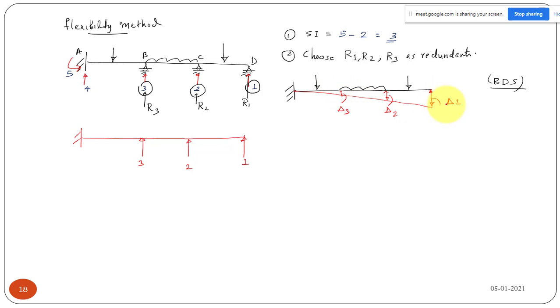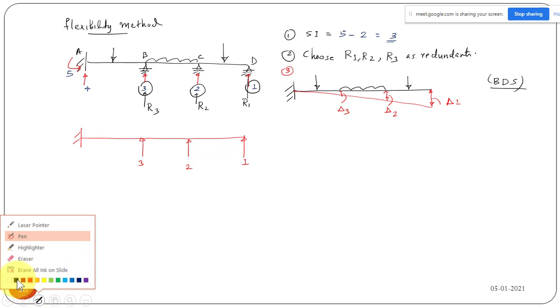So why I am calling delta 1 this, delta 2 this, delta 3 this, because I am calling this the coordinate 1, it is a point 2, it is a point 3. So if you define 1, 2, 3, then it will be delta 1, delta 2, delta 3. Okay, you can do whichever way you like. That will not make any difference. So that is the next step, maybe you can say.